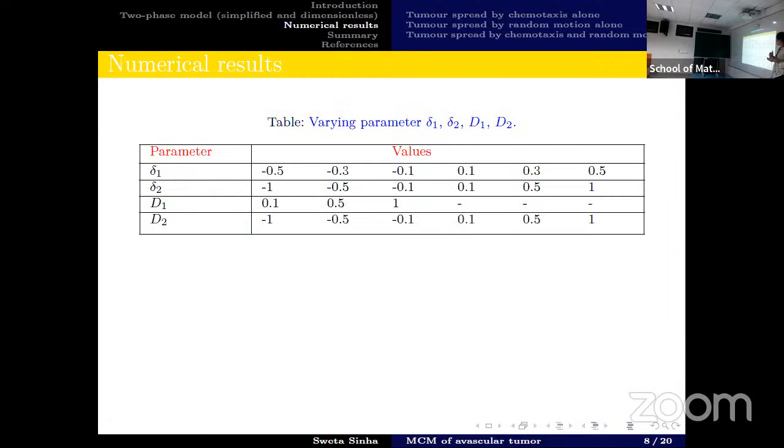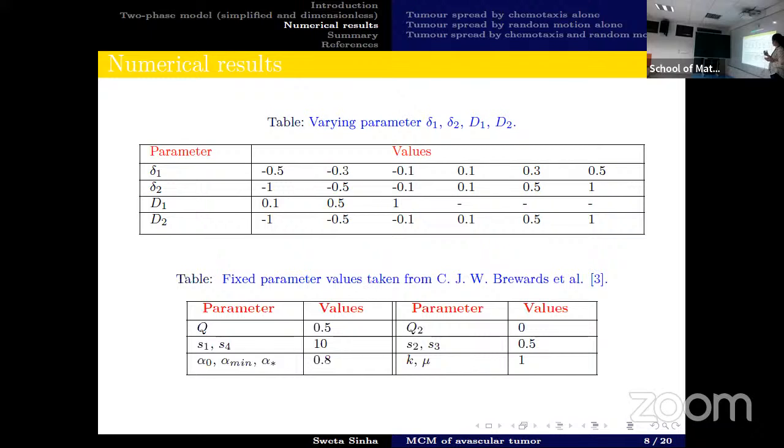First result, before that I have taken some parameters. We are studying the influence of delta 1, the chemotaxis coefficient, delta 2, D1, the diffusion coefficient, and D2. We varied these parameters ranging from -1 to 1 and obtained the results. A few parameters I have taken from Breuer's paper, which are presented in this table. So we'll move to the results obtained.